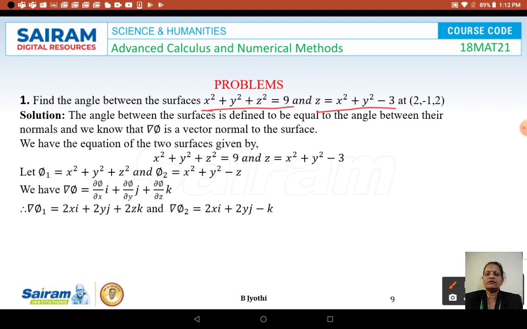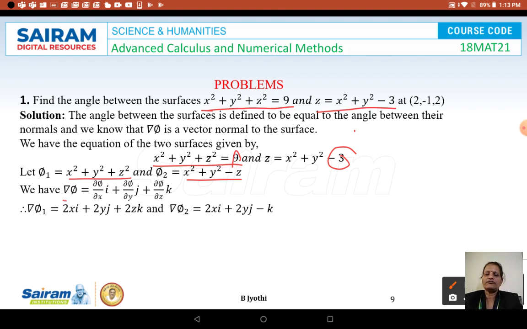The angle between the surfaces is defined to be equal to the angle between their normals, and we know that del phi is a vector normal to the surface. We have the equation of two surfaces which are given by x squared plus y squared plus z square is 9 and z is equal to x squared plus y squared minus 3. We have phi 1 is equal to x squared plus y squared plus z square and phi 2 is equal to x squared plus y squared minus z, and here the constant will be neglected.